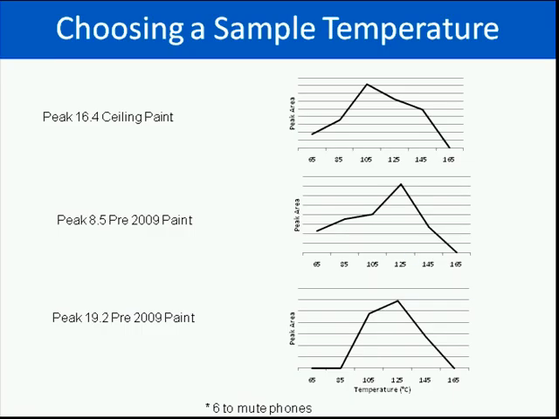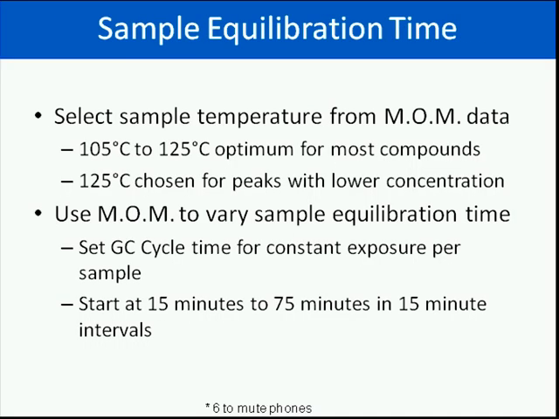Our next step would be to go ahead and set up another run using this data. We chose 125 degrees for the peaks with lower concentrations. That's when they were starting to come up above the baseline. We then used M.O.M to vary the sample equilibration time. We set the GC cycle time this time for constant exposure because we wanted to make sure that when we told it to be in there for 15 minutes, the sample only saw 15 minutes of heat.